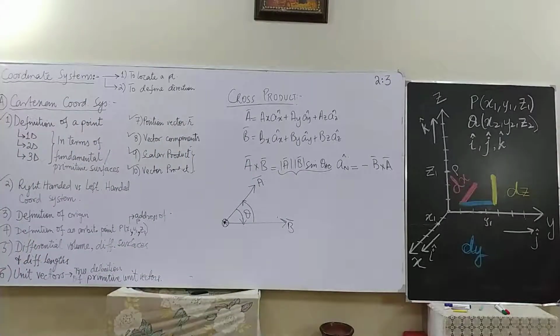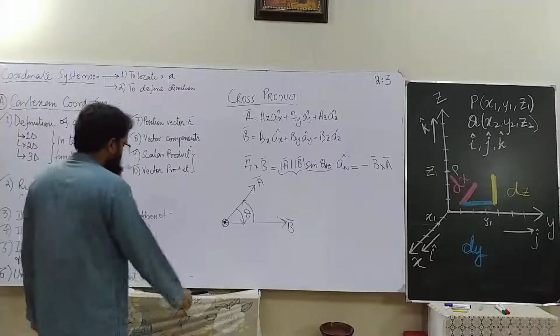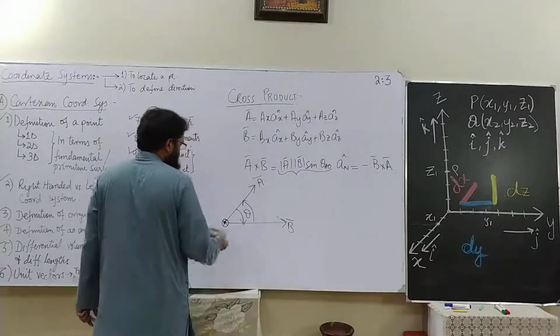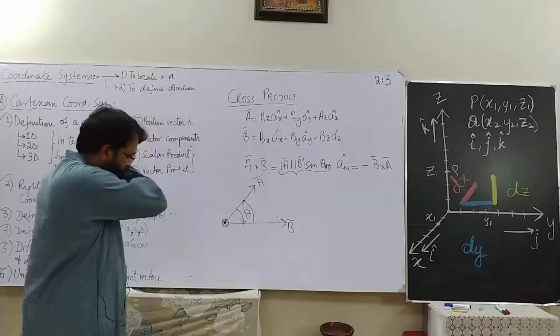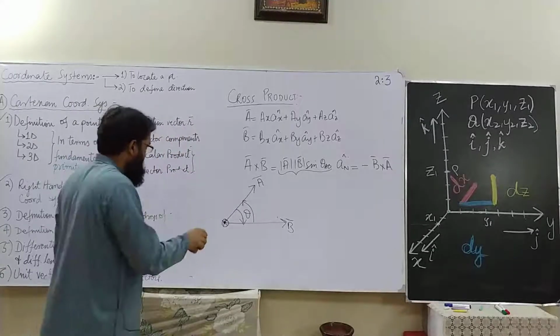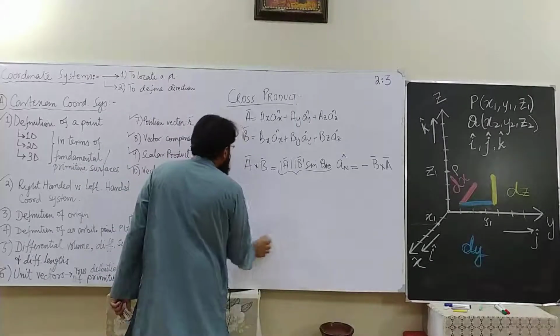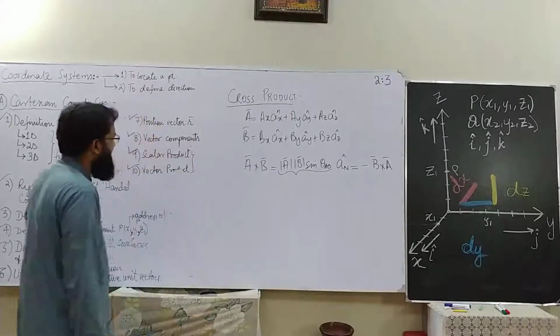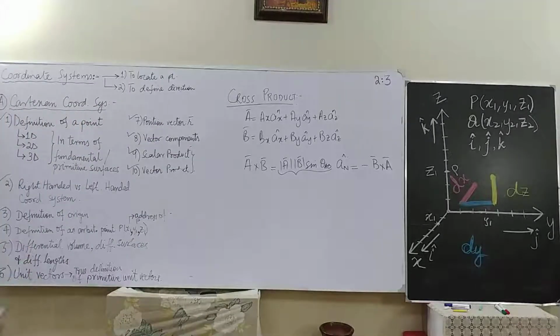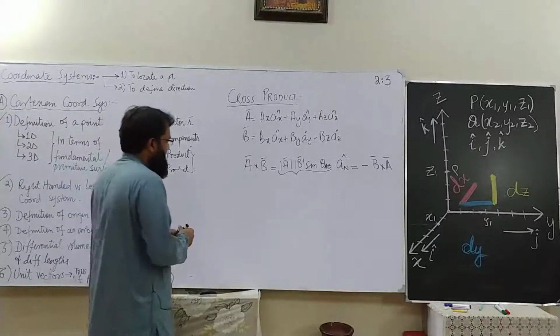And there is a bunch of applications for cross product. You might remember from your intermediate physics, and I'm not going to discuss that. You can use these vector products or scalar product to find area of a triangle and whatnot.